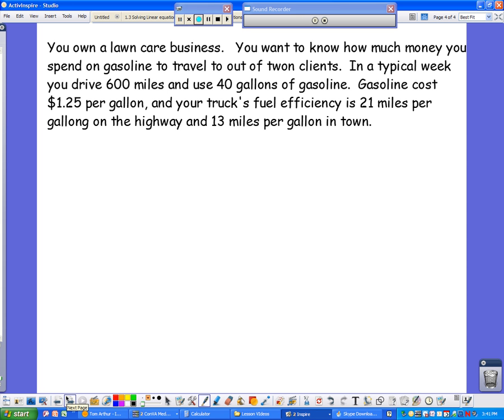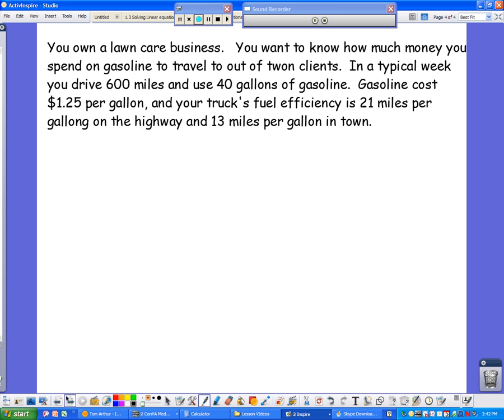All right, next example. It says you own a lawn care business. You want to know how much you spend on gasoline to travel to out-of-town clients. In a typical week, you drive 660 miles and use 40 gallons of gasoline. Gasoline costs $1.25 per gallon, and your truck's fuel efficiency is 21 miles per gallon on the highway and 13 miles per gallon in town.